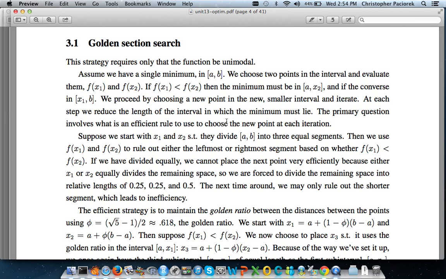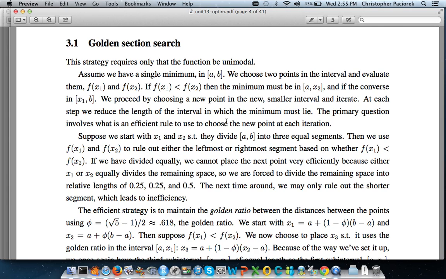So what this says is I basically eliminate 38% of the remaining interval at every iteration that I take. And if you think this through, this is basically the best we can do under this situation of wanting to eliminate the same proportion of the interval at every iteration.